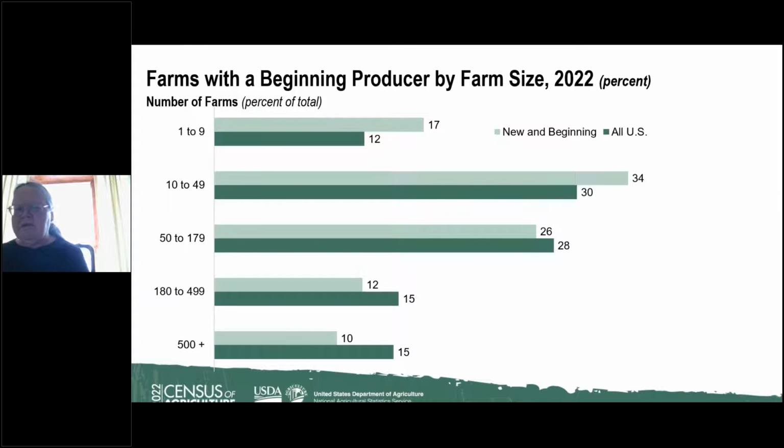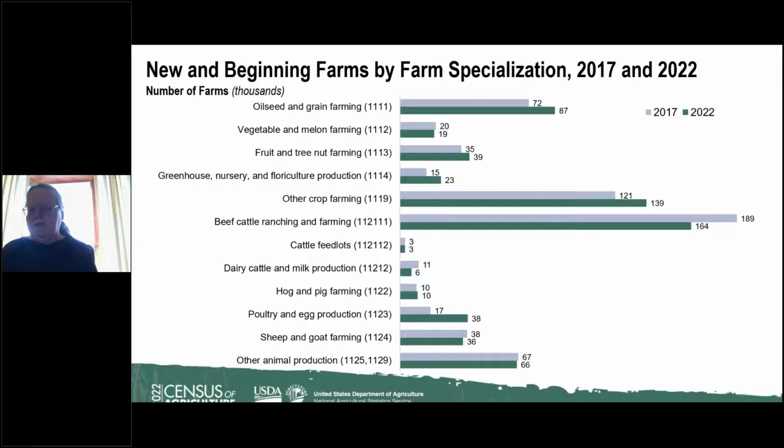What do new and beginning producers specialize in? If you can go to the next slide, we can look and see, we said there was an increase in new and beginning producers. We might like to see the farm type of the farms where new and beginning producers increased. You can see, for example, there are more new and beginning producers engaged in oil and grain seed farming, and some of the livestock specialty operations, and like farms overall, the number of beef cattle farms decreased in number.